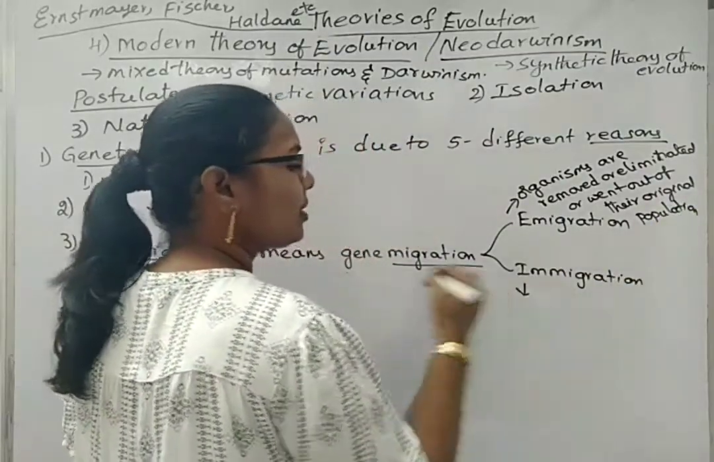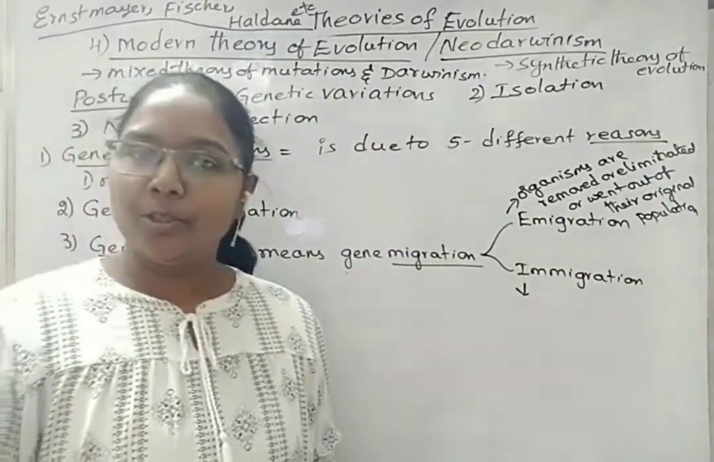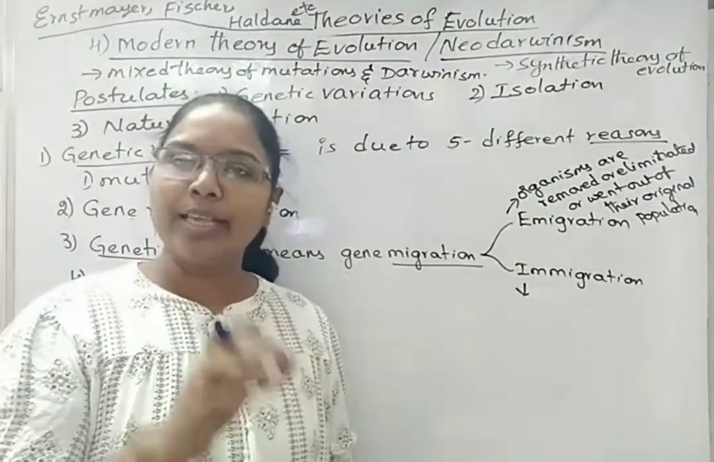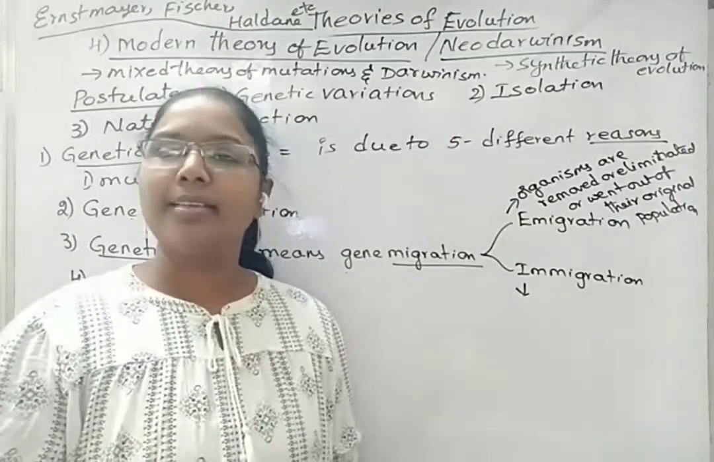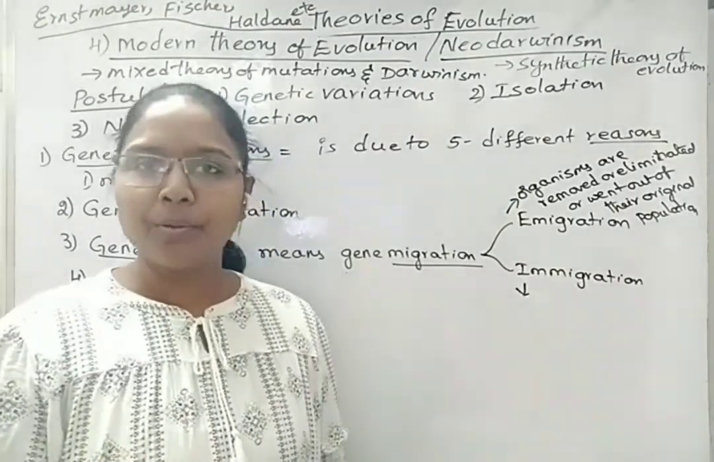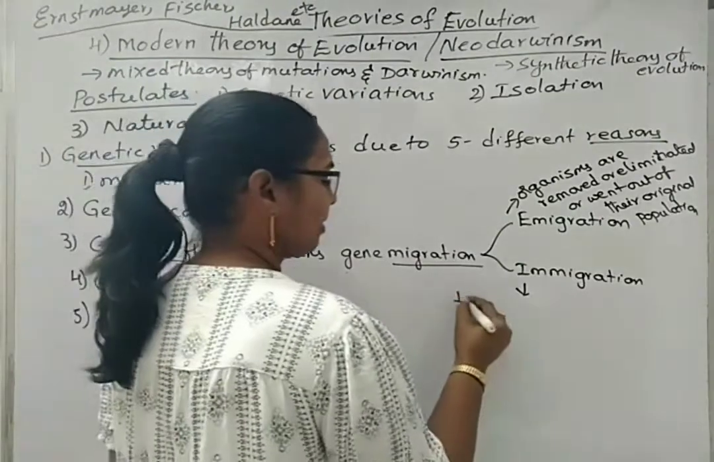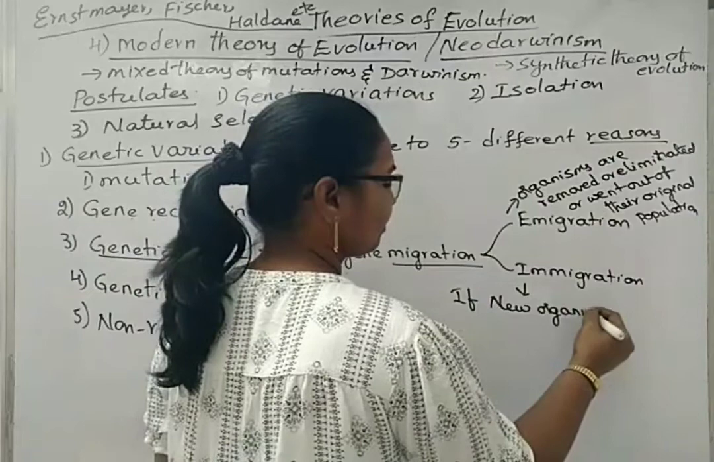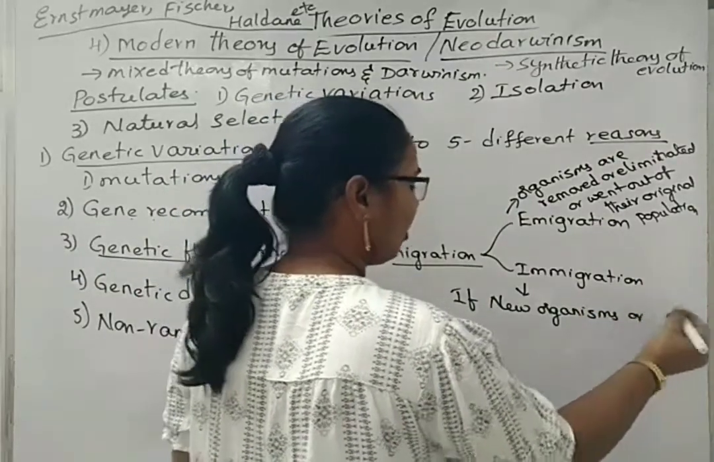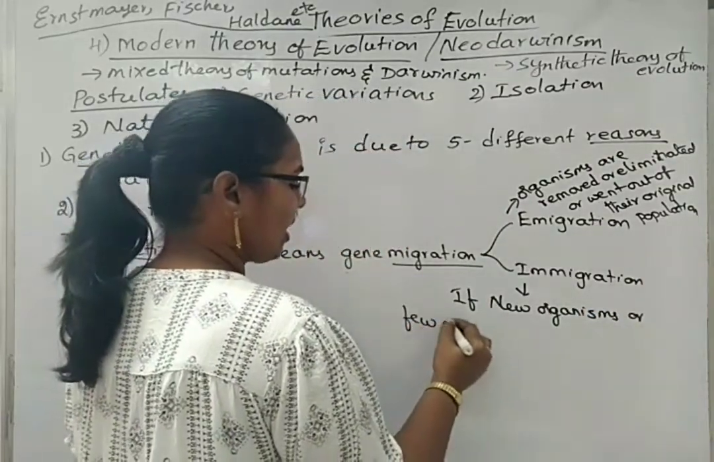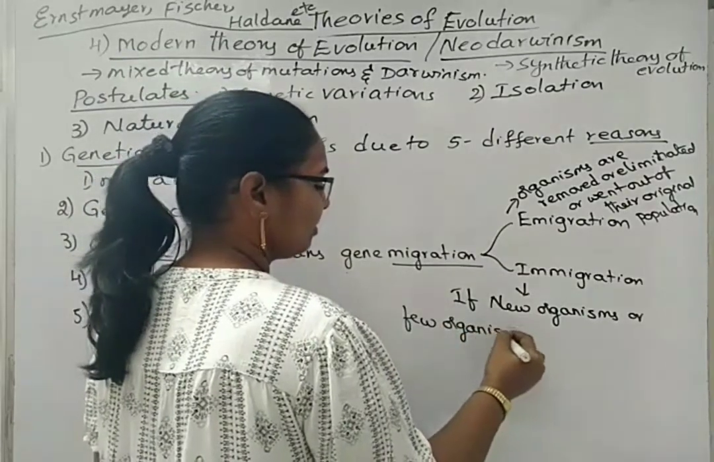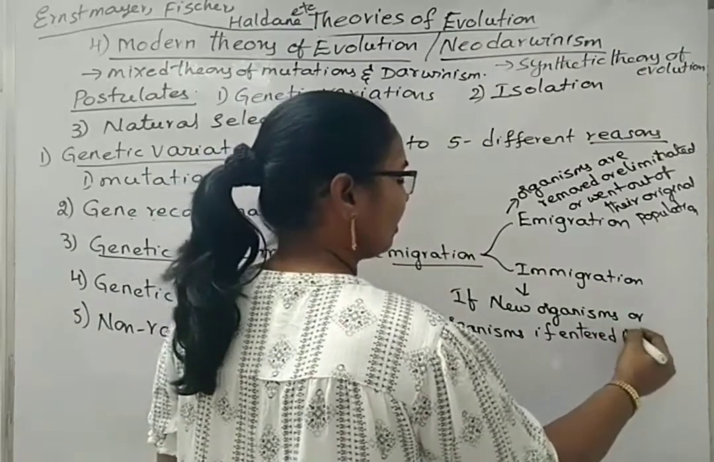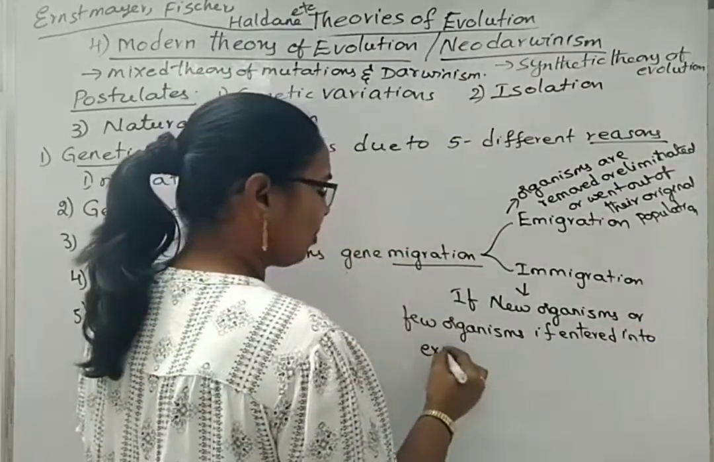Next, what is meant by immigration? If a new type of population or a new number of population has entered into the existing population, still there will be a change in the gene pool of that population. If new organisms or a few organisms entered into the existing population.